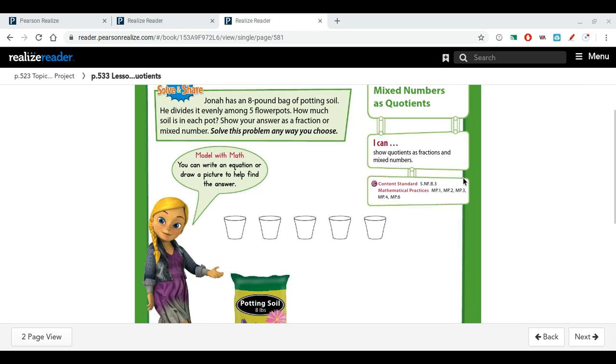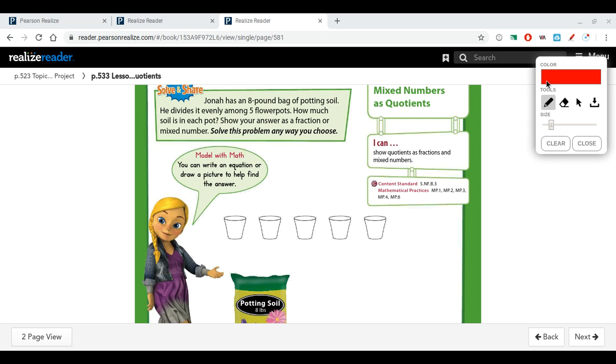So if we look at our first solve and share, it says Jonah has an 8-pound bag of potting soil. He divides it evenly among 5 flower pots. How much soil is in each pot? Show your answer as a fraction or mixed number. So it's a fraction if it's going to be less than 1. If it's greater than 1, it's going to be written as a mixed number.